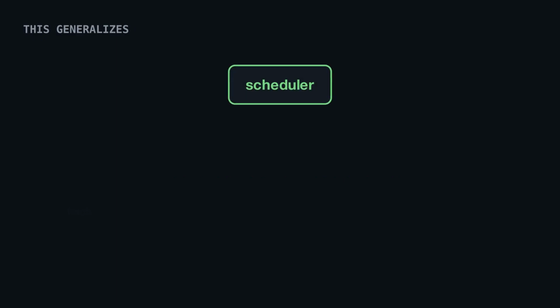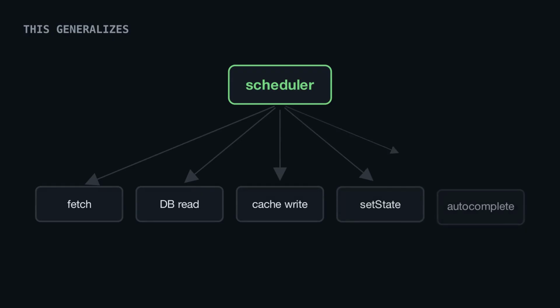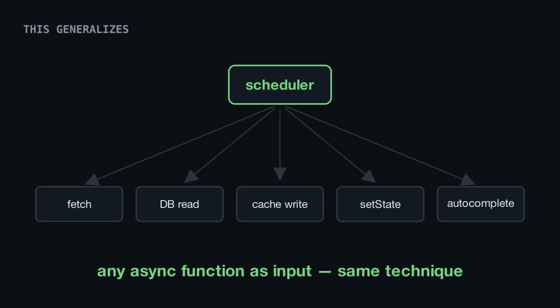Step back. Nothing here was about queue specifically. Anytime your code takes an async function as input, a fetch, a database read, a callback, you can wrap it in a scheduler and let fast-check hunt the orderings for you. That autocomplete bug from the start? Same technique. React state updates racing? Same technique. Two writes to the same cache? Same technique. Property-based testing doesn't replace your example tests. It stands beside them and covers the timelines you'd never think to write.